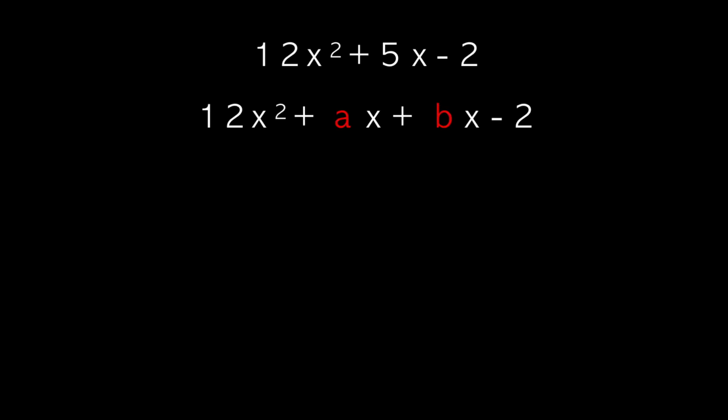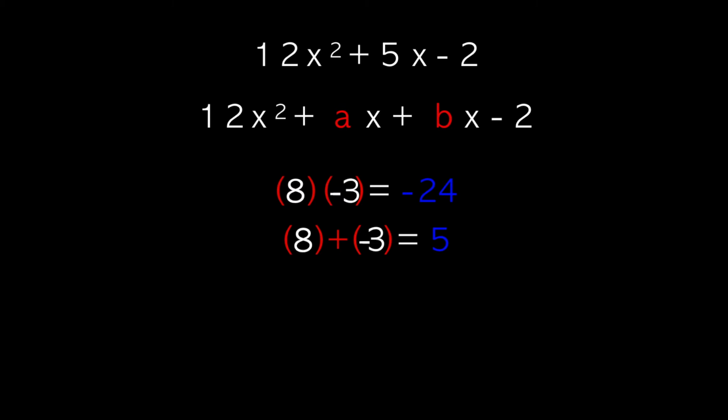So to factor 12x squared plus 5x minus 2, we must replace the 5x with two x terms. I will label them ax and bx. A times b, we know, is the first term times the last term, which is 12 times negative 2, or negative 24. And we know a plus b is equal to the middle term, which is 5. So what two numbers have a product of negative 24 and a sum of 5? Well, 8 times negative 3 is negative 24, and 8 plus negative 3 is 5.